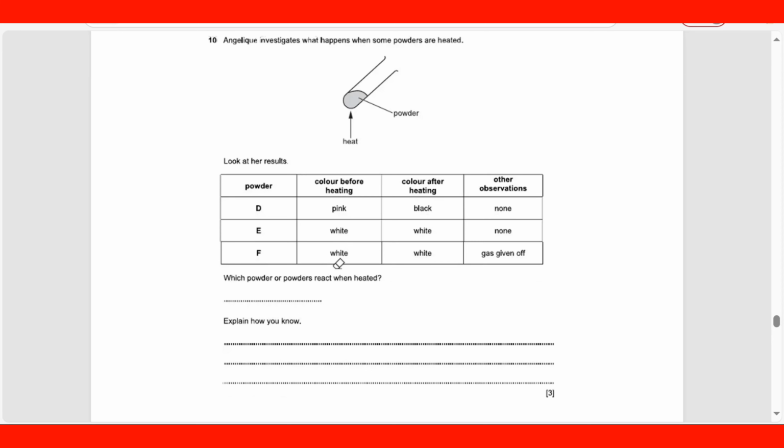Angelique investigates what happens when some powders are heated. D, E, F. Color before heating: pink, white, white. Color after heating: black, white, white. Other observation: none, none, and gas given off. Which powder or powders react when heated? Explain how you know.